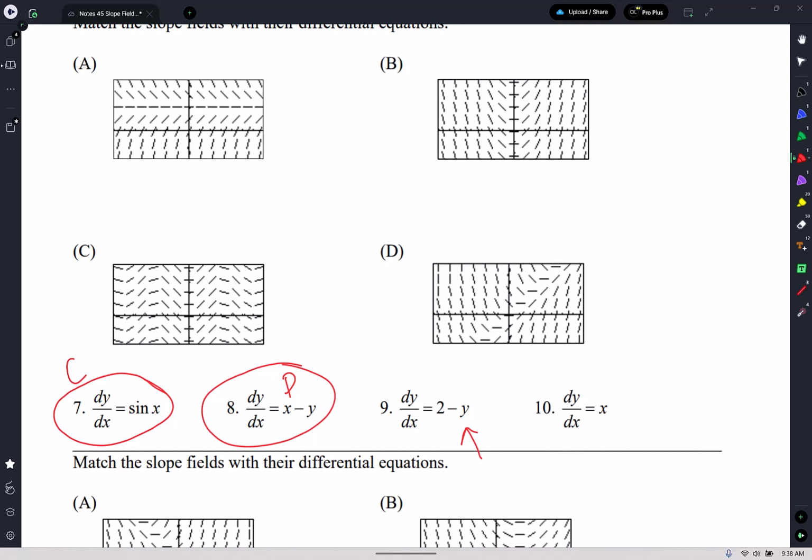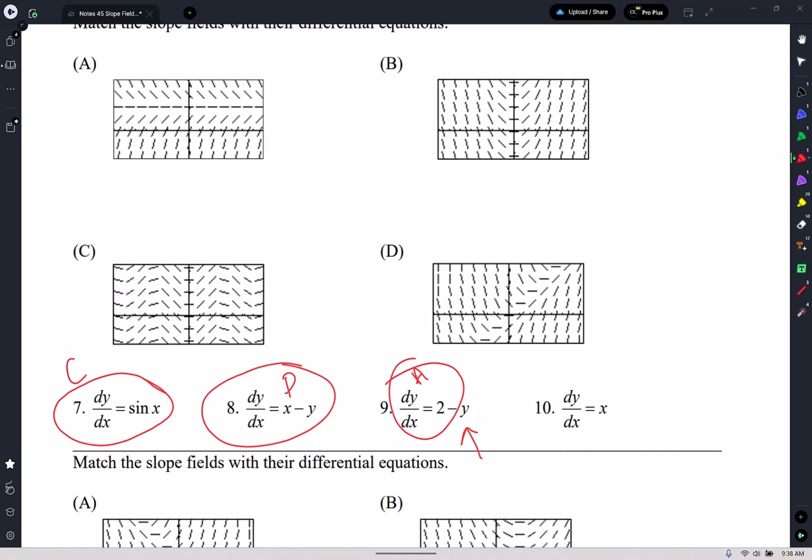Yeah, letter A. Look, if you go left to right, look how that slope doesn't change. See? So, letter A. So, that one's letter A. All right, and then the last one is just an X.